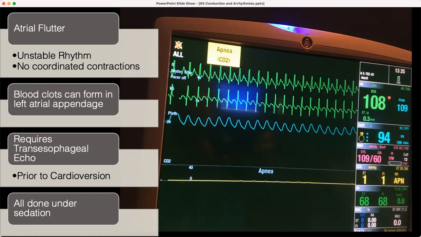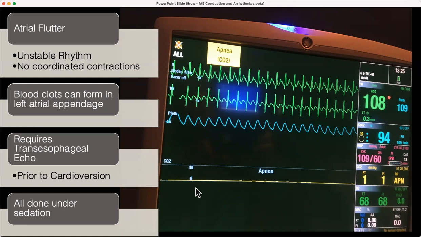Atrial flutter is one of those unstable rhythms. So that is where patients need to come in and have what they call elective cardioversion. They get medications, just short-acting medications, so they fall asleep for a brief period of time, and so they wake up very quickly after.